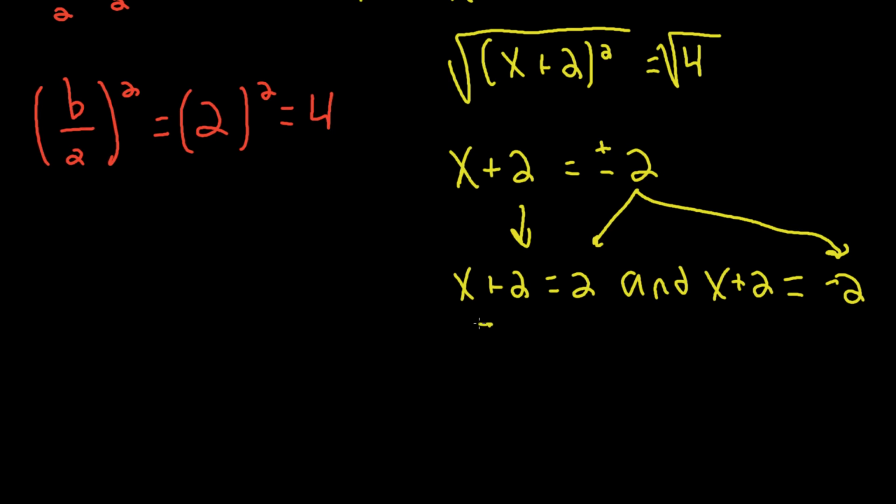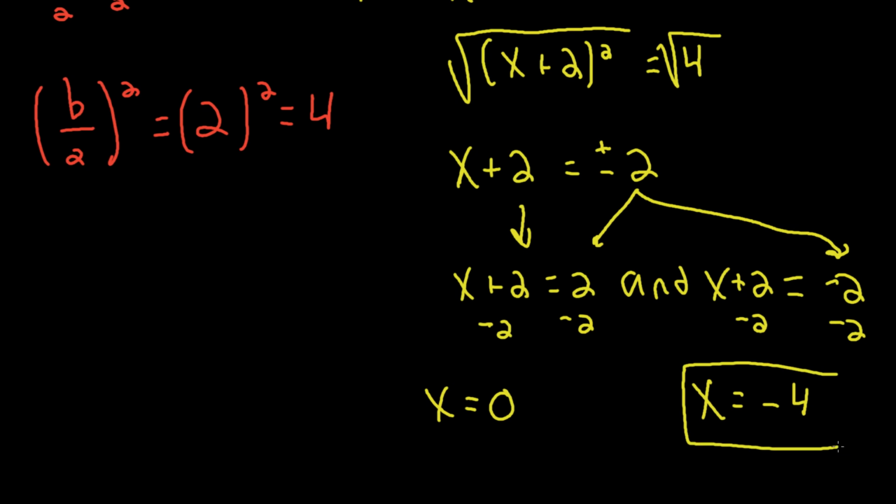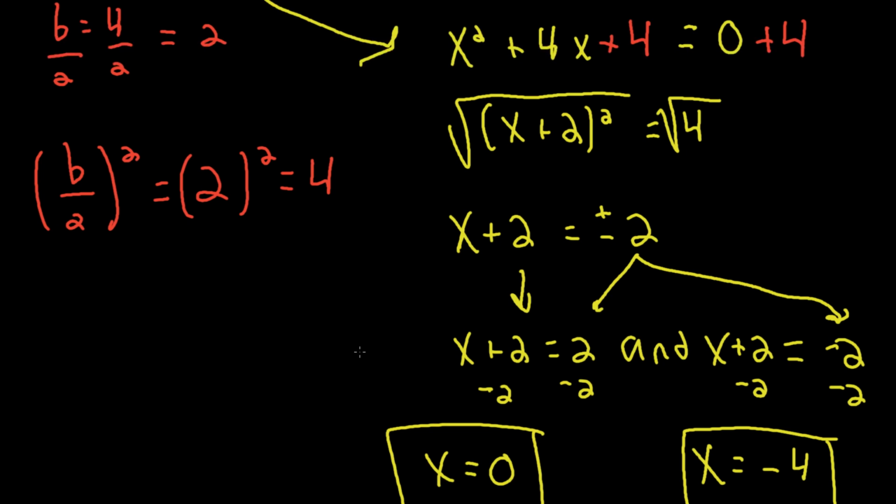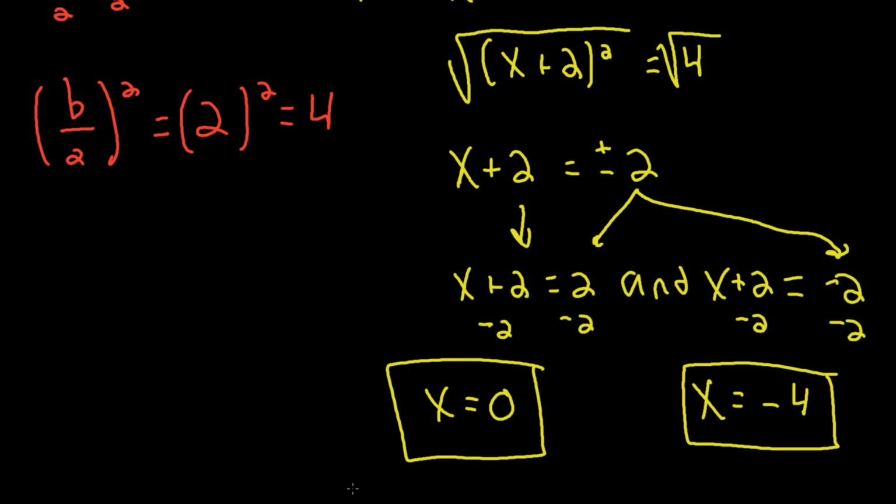So I'm subtracting 2 on both sides here, and I get x equals 0. Over here, same thing, subtract 2 on both sides, and I'll get x equals negative 4. And that is my solution, or those are my solutions to my problem. It's the same solutions we got before, only a different way to factor them.